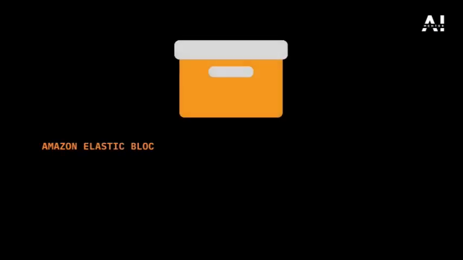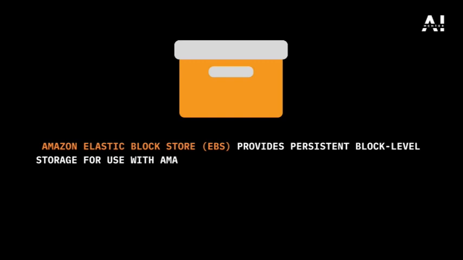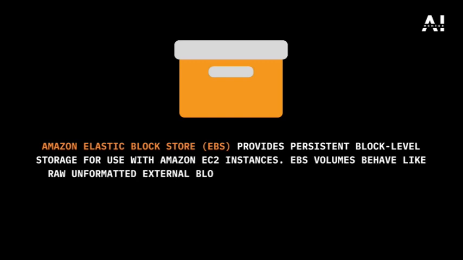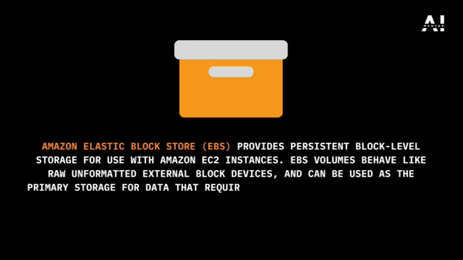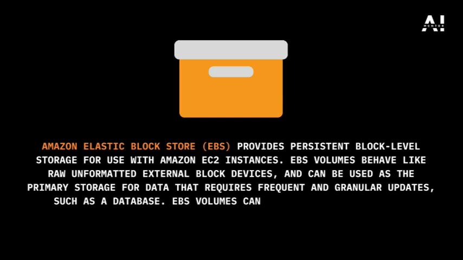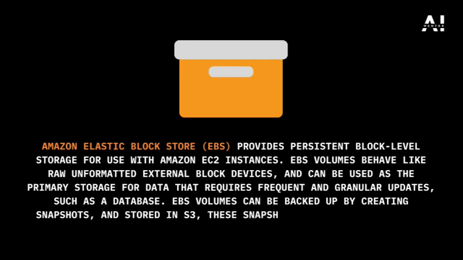Amazon Elastic Block Store (EBS) provides persistent block-level storage for use with Amazon EC2 instances. EBS volumes behave like raw unformatted external block devices, and can be used as the primary storage for data that requires frequent and granular updates, such as a database. EBS volumes can be backed up by creating snapshots, and stored in S3. These snapshots can be used to create new EBS volumes.